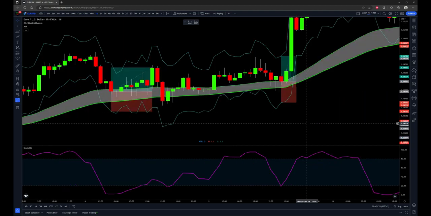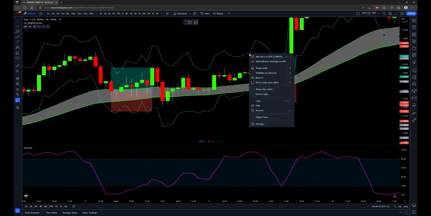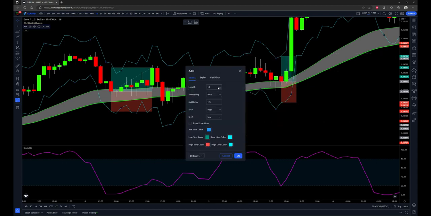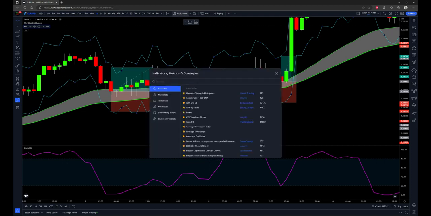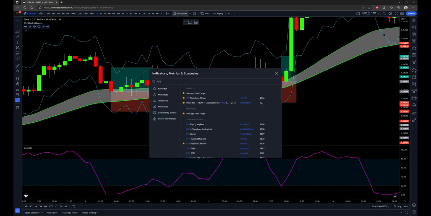First, let's cover the three indicators that we use for this trading system, starting with the ATR stop loss indicator. This one I have default settings at 14 RMA, 1.5 high and low. I've simply changed the style a little bit, but that doesn't make a difference. Now in the public library, you can simply search for the ATR stop loss finder by verified.